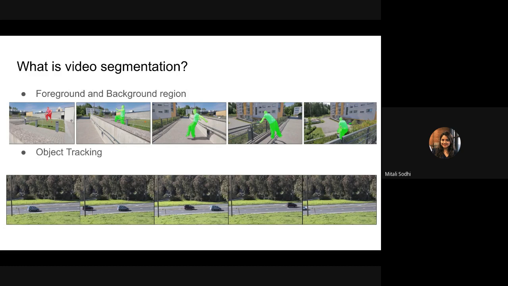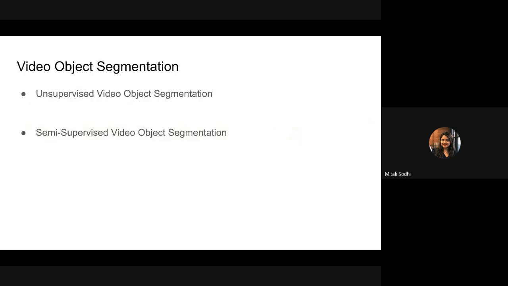Now, let's talk about the techniques that are being used for this. So, a very basic one is unsupervised video segmentation, and the second one is semi-supervised video object segmentation. Let me talk a little bit about what unsupervised and semi-supervised video object segmentation means.